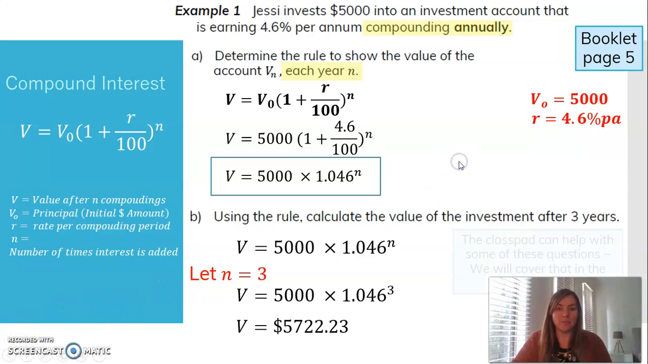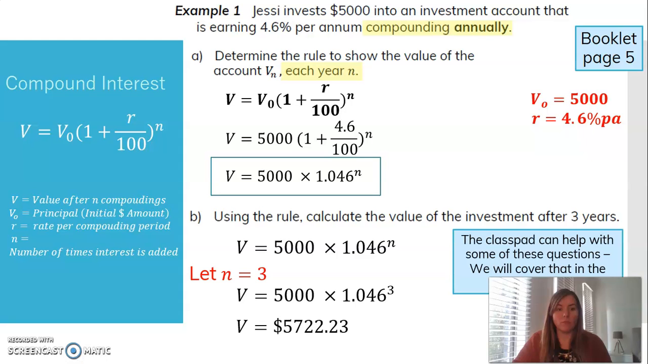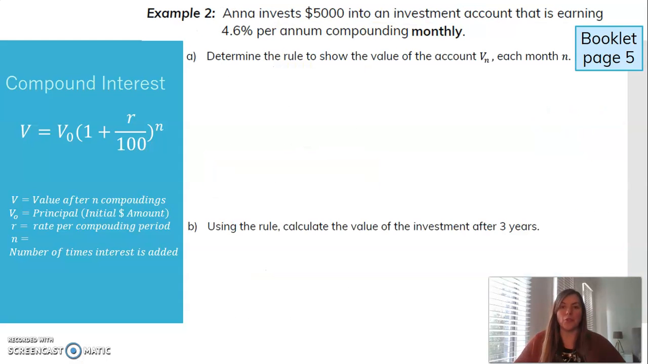Okay, let's do the next question. Example 2: Anna invests $5,000 into an investment account that is earning 4.6% per annum compounding monthly. You'll notice that this question is identical to the last one. Anna is investing the same amount as Jessie was. The percentage interest rate per annum is the same, but this one says compounding monthly, whereas Jessie's was compounding yearly. So again, compounding monthly means that instead of interest being added once a year, it's being added 12 times per year, so every single month.